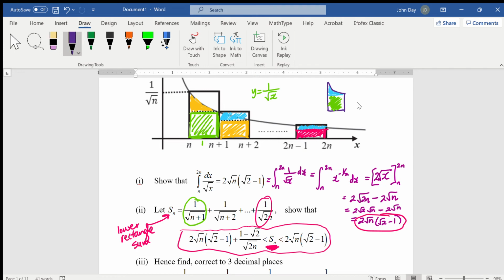I'll draw that up so that you can see what I mean. The whole strip minus that bit is equal to the lower rectangle. I hope that makes sense.